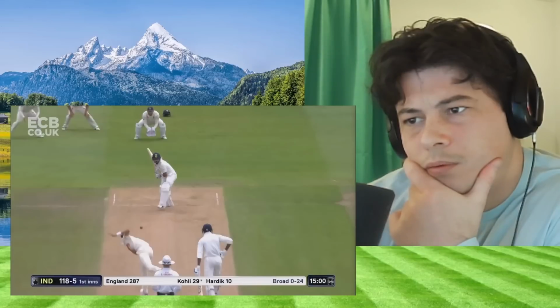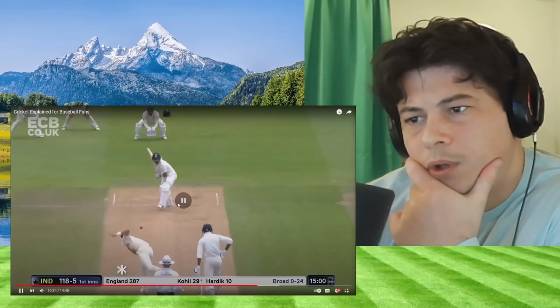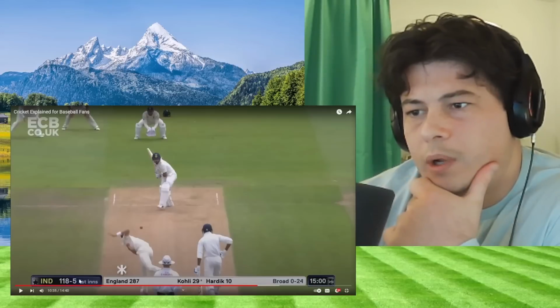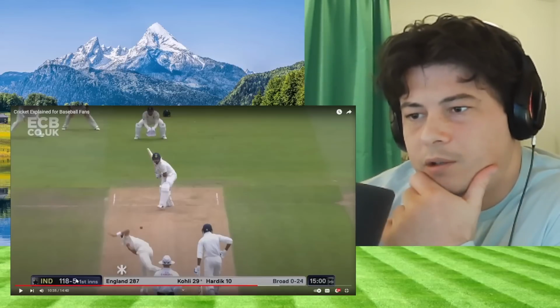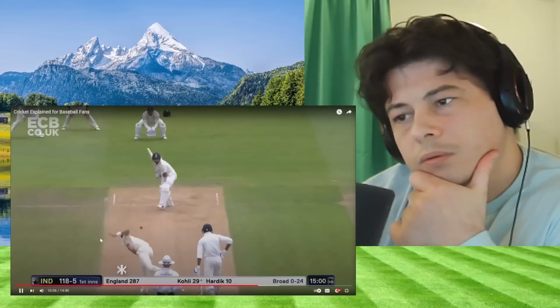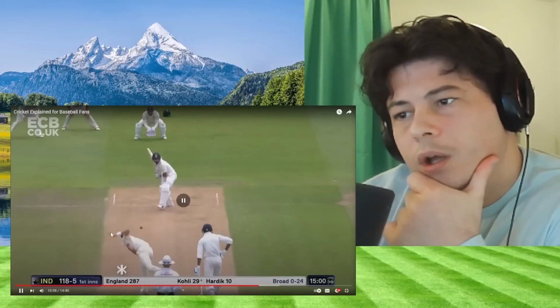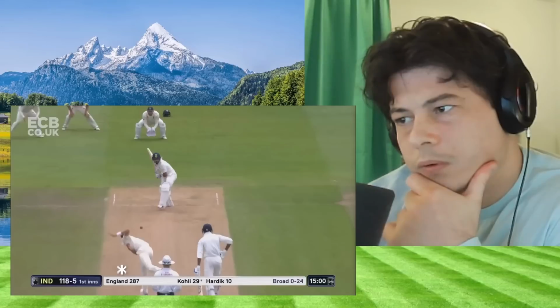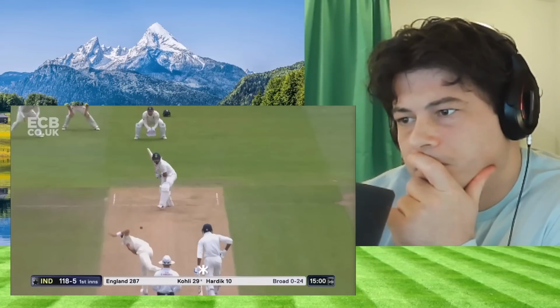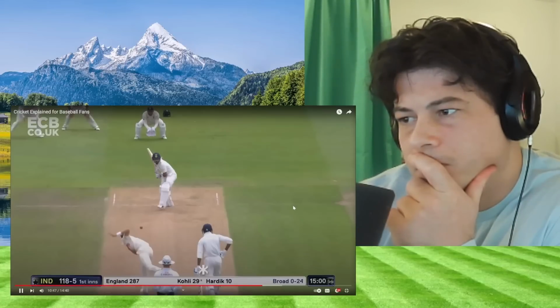Then it says England 287. That's how many runs England scored in their innings. And since this is a test match, both teams will play 2 innings. Then you've got information about the 2 batsmen that are currently up and how many runs they've scored so far.